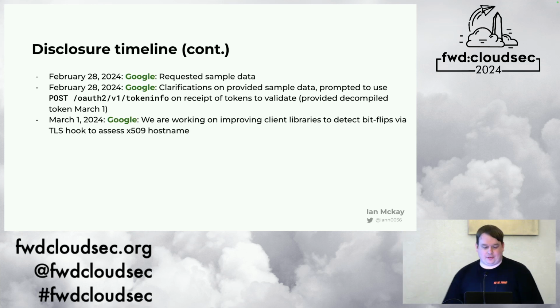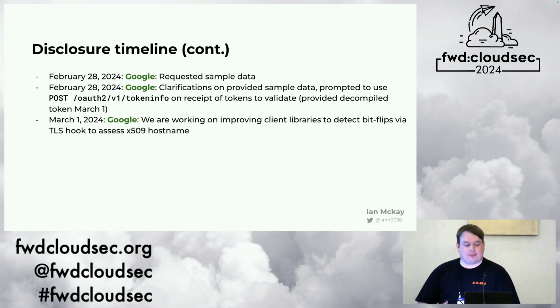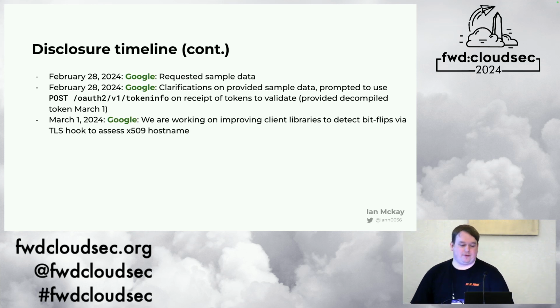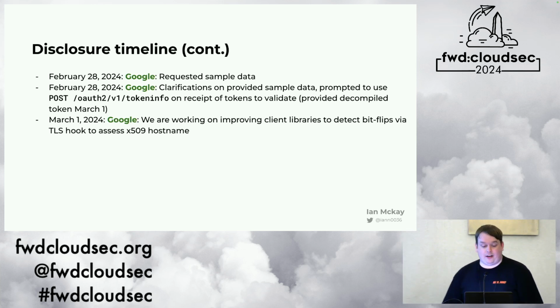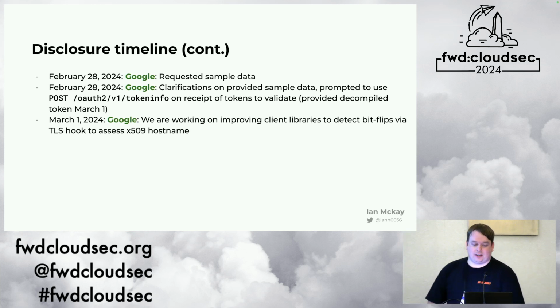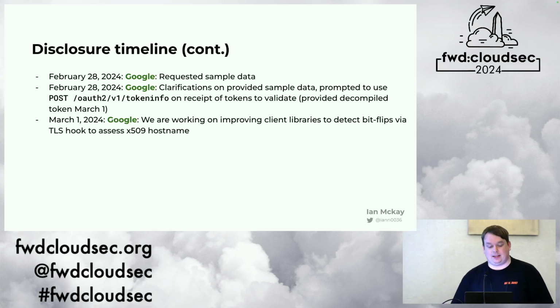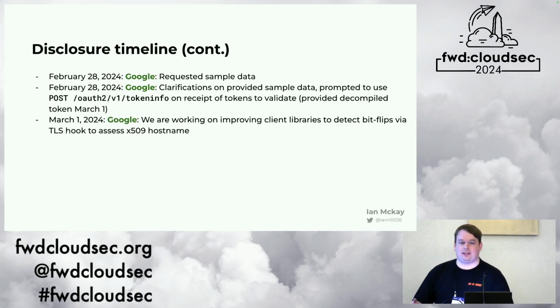Google did come back, asked for sample data, and they actually asked me to, with the tokens that were coming in, send them through the token info endpoint to get some more detail on these requests. And these were valid requests, and I could see more information, like the application that it came from. Google are, in fact, working on a resiliency fix for this. They are working to improve their client libraries to detect these bit flips by making a TLS hook to assess the X509 host name of the certificate that the client is talking to. So Google's actually working to fix this.